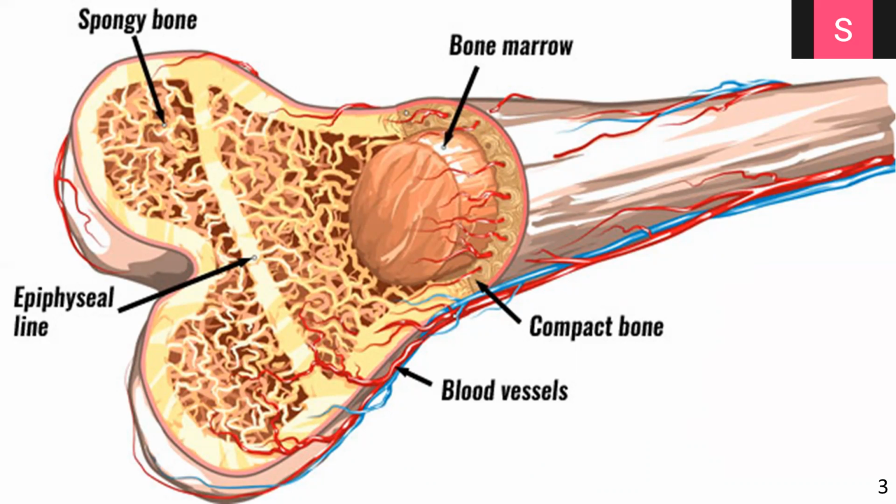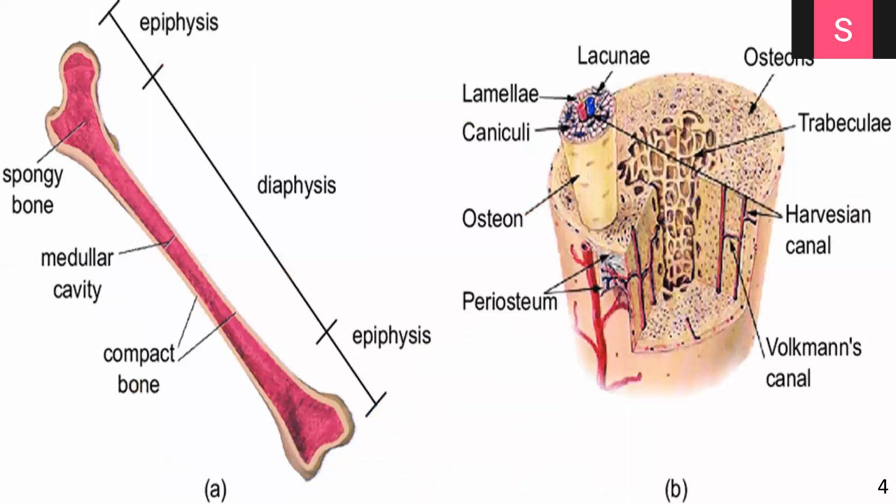Bone matrix is 95% composed of elastic collagen fibers, also known as ossein, and the remainder is ground substance. The elasticity of collagen improves fracture resistance. The matrix is hardened by the binding of an inorganic mineral salt, calcium phosphate, in a chemical arrangement known as calcium hydroxyapatite. This bone mineralization gives bones rigidity.